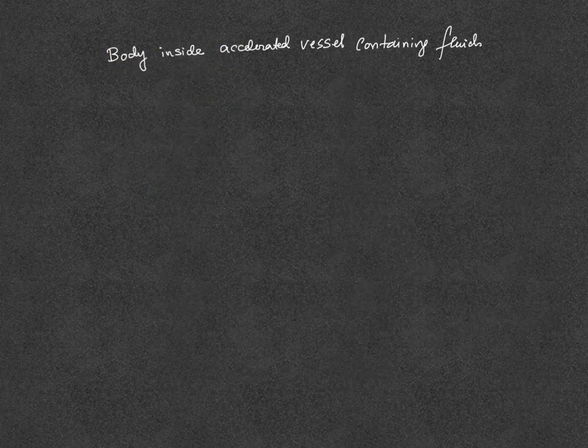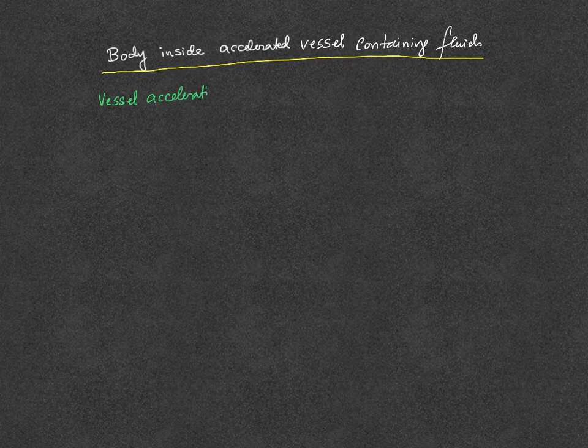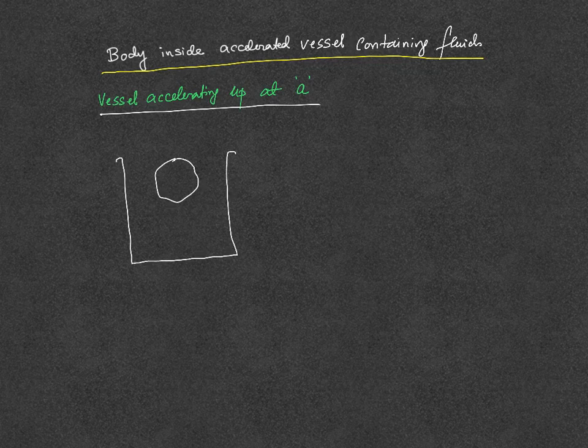Now here we'll consider the case where the body is inside an accelerated vessel containing a fluid. We'll consider the first case, the vessel accelerating upward at a rate A, and you have a body submerged, partly or fully. So the submerged volume is V. If it is fully submerged, the submerged volume is the same as the volume of the solid itself. So let V, this shaded one, be the submerged volume.